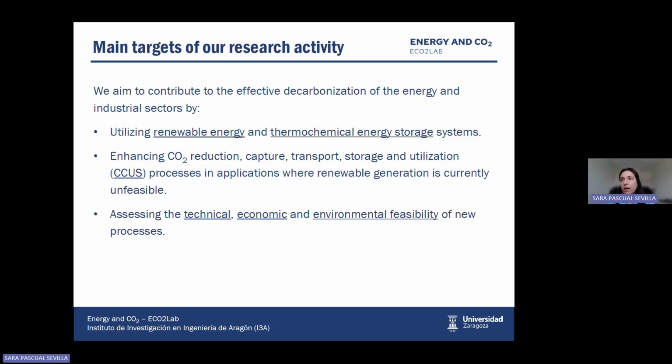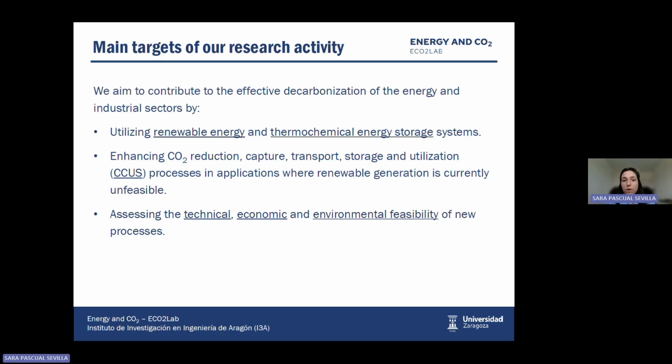Our work here is focused on 3 major objectives. First of all, the use of renewable energy and also the thermochemical energy storage system. The second one, improving CO2 reduction, capture, transport, storage, and also the utilization of this CO2, especially where the direct electrification of different processes is currently not feasible.